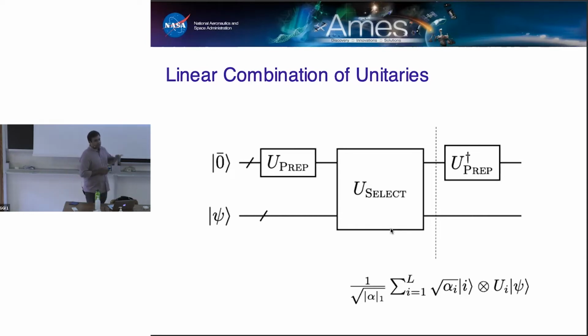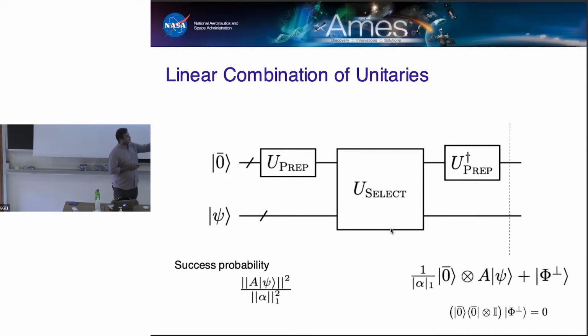So this part is actually a little bit tricky, because U prep dagger, I only really just defined the action of U prep on the zero state. I don't know what it does to any of the other states, right? But nevertheless, if you compute it out, you can show that the coefficient of the ancilla being in the zero state gives you precisely the operation that you want.